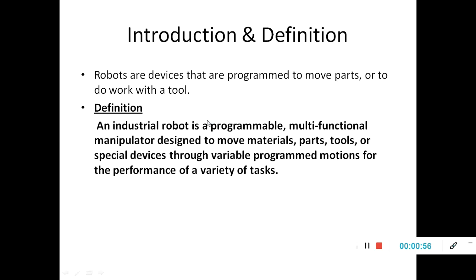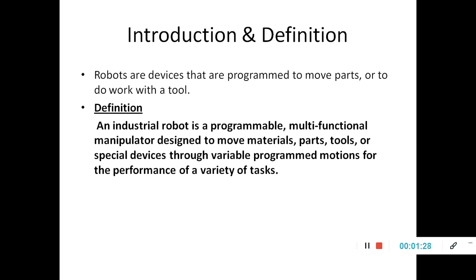Now, what do you mean by industrial robot? An industrial robot is a programmable multifunctional manipulator designed to move materials, parts, tools or special devices through variable programmed motions for the performance of a variety of tasks. So here an industrial robot is a programmable multifunctional manipulator which is mainly used to move material, parts or any special devices with the help of programmed motions.